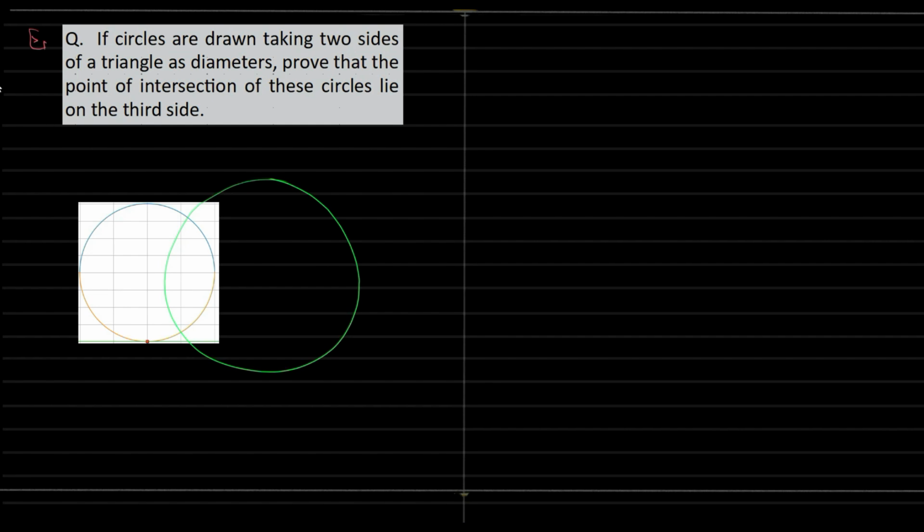Okay, first thing first, they're talking about a triangle. So let's draw a triangle for the sake of understanding. What they're telling is, if circles are drawn taking two sides of a triangle as diameter. So we have, say, side 1, this side and this side. If we happen to draw a circle with, okay, that's not a good one, but something like this.